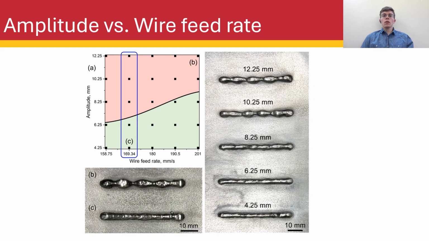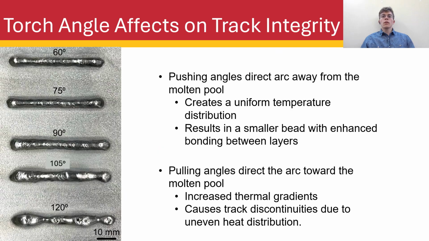The final parameter tested was wire feed rate. The 5 highlighted tracks occurred at a feed rate of 169.34 millimeters per second, with an acceptable level of humping once again occurring at an amplitude of 6.25 millimeters and below. An extra parameter that has an effect on deposition quality is the torch angle. This was discovered during the testing phases. To finish the data collection, 5 tracks were made to study the direct effects of torch angle on track integrity.